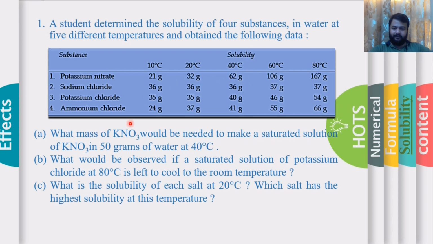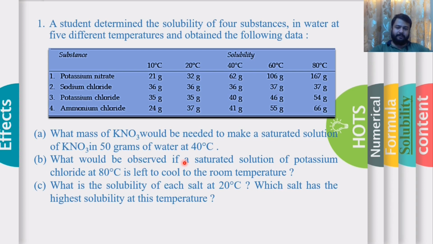Here we are provided with the 50 gram of water. We need to prepare a saturated solution of KNO3 in 50 gram of water. For 100 we need 62 gram, and for 50 gram of water we need 62 divided by 2, that is 31 gram of KNO3. Next question.